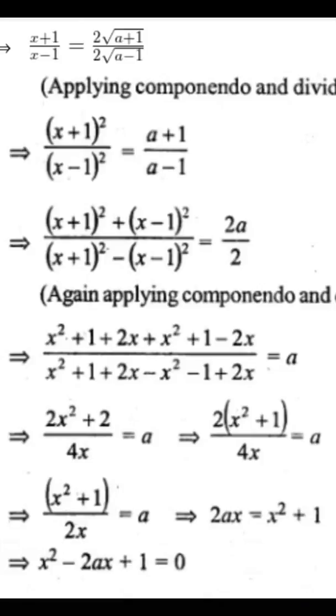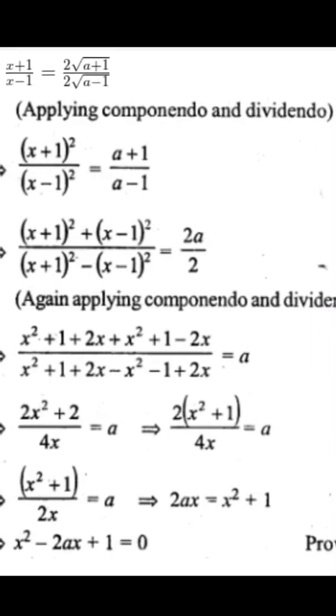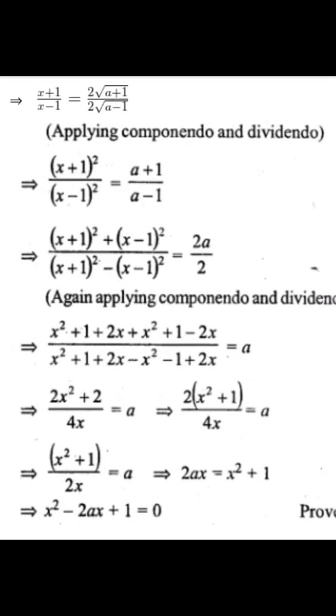So what I get is x square plus 1 plus 2x in the denominator minus bracket open x square plus 1 minus 2x. If I open the bracket, minus x square minus 1 plus 2x. Okay, and on the right hand side, it is a plus 1 plus a minus 1 upon a plus 1 minus a plus 1, which is 2a upon 2. 2 is cancelled here, so I get it as a. Now this is the value which I have got.